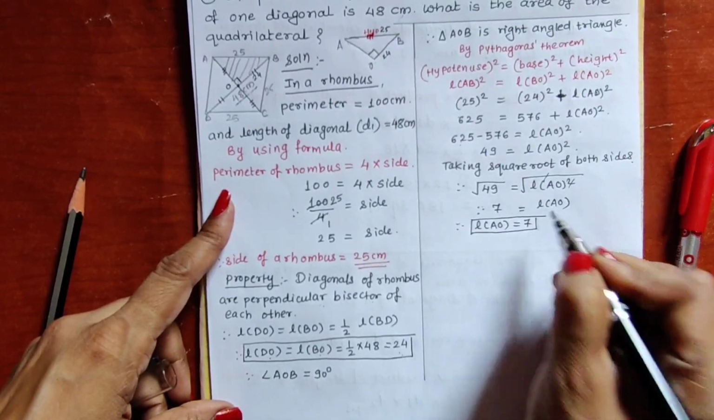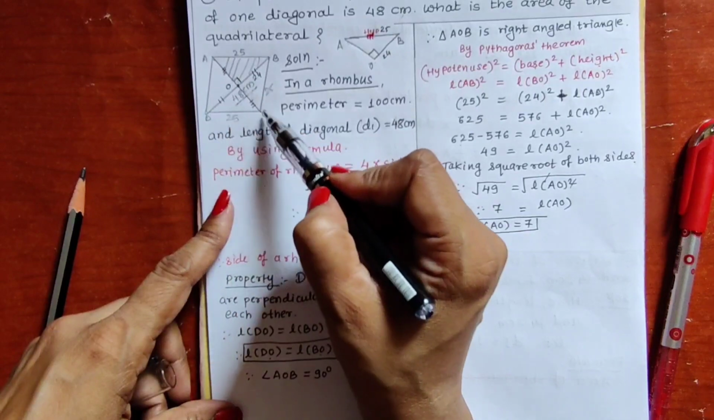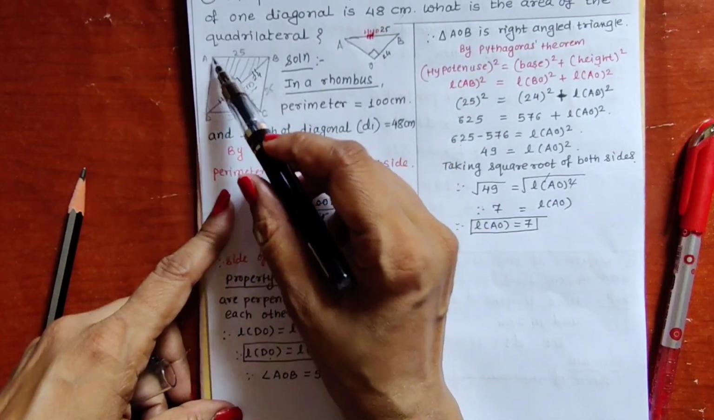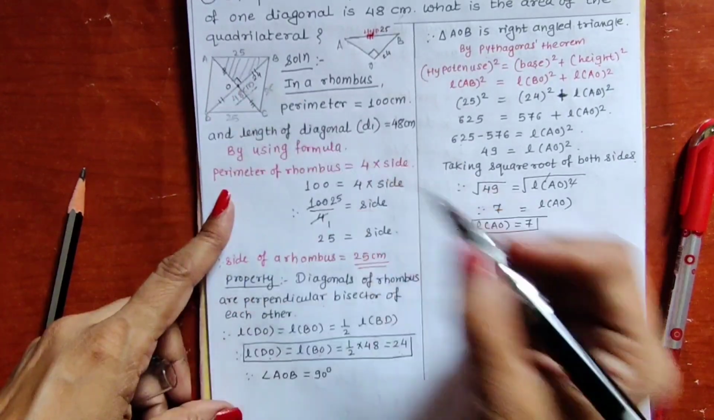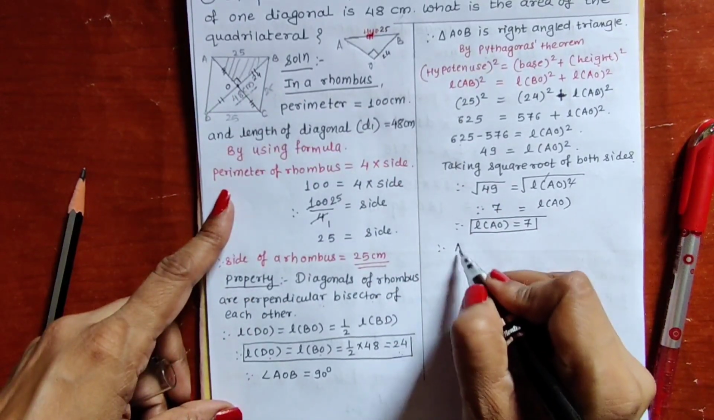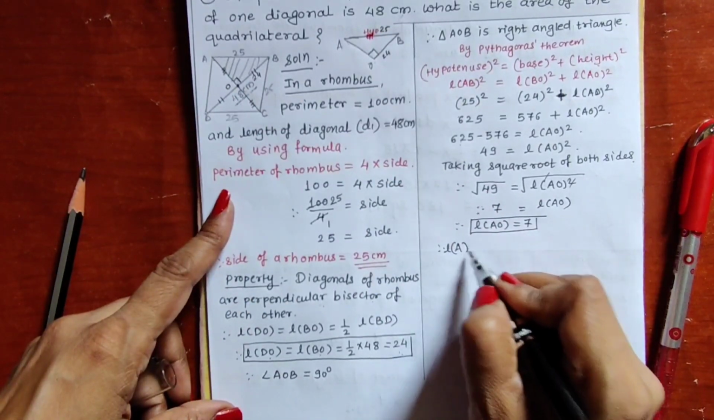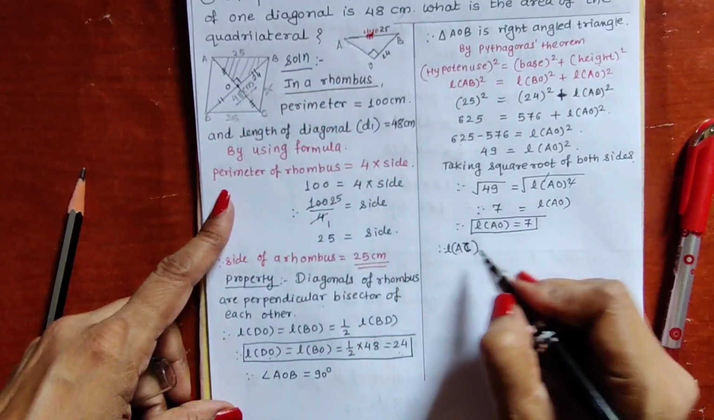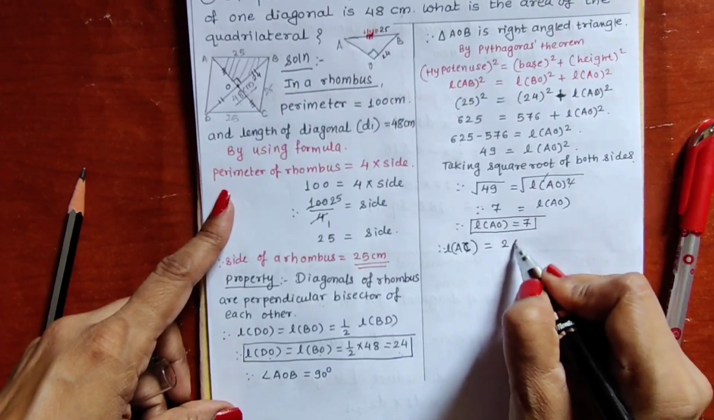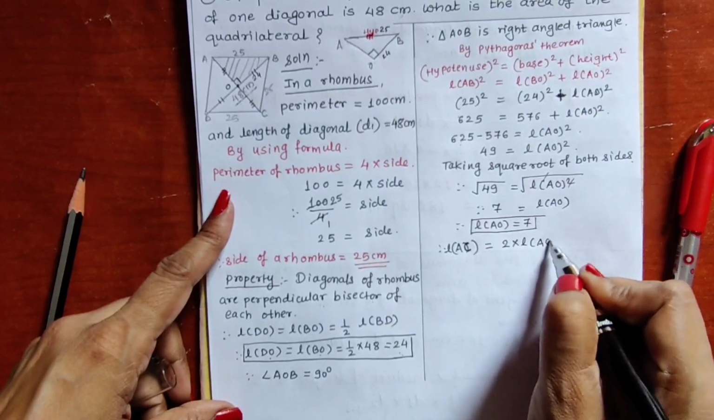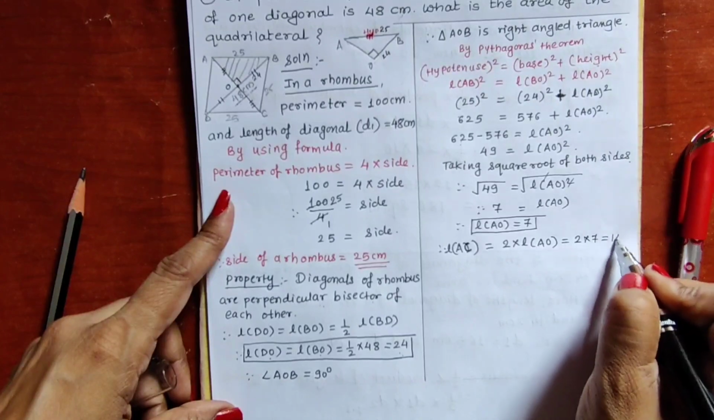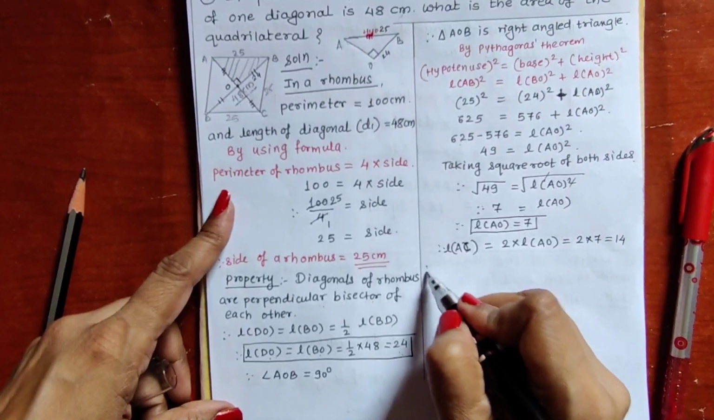Now AO is 7. This half of diagonal is 7. So full diagonal will become double of it. AC will be double of AO. Therefore length AC is equal to second diagonal. Okay, AC is the second diagonal. So length AC is equal to 2 multiplied by length AO, which is equal to 2 multiplied by 7. So answer is 14.